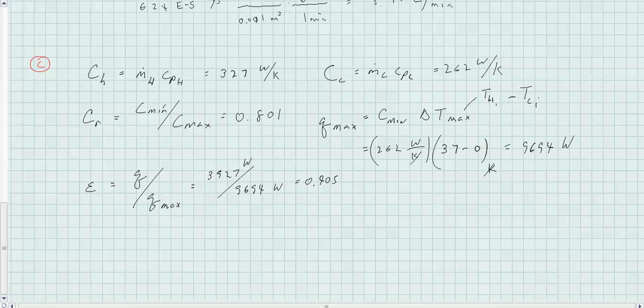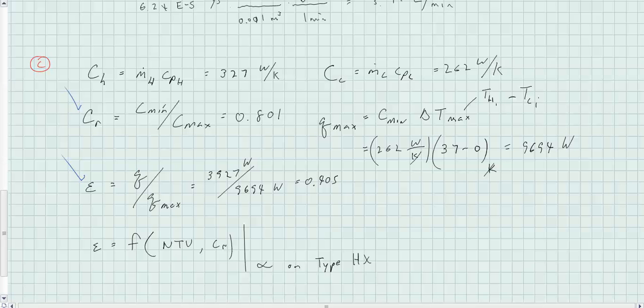So how do you find the area now? Well, because you have the effectiveness and you have the C sub r, if you recall, the effectiveness NTU method allows you to relate these in a function. So, broadly stated, epsilon can be equal to a function of NTU and C sub r. All of these functions depend on the type of heat exchanger.